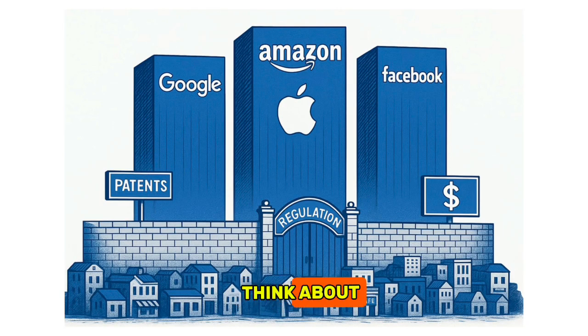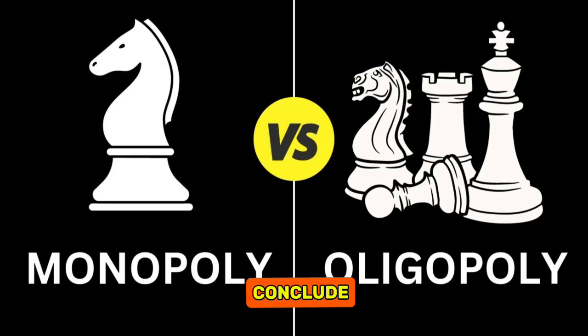So let's think about real life. If only one internet provider existed in your city, that would be a monopoly. If there are 3 or 4 internet providers competing, that is an oligopoly. So, to conclude, a monopoly means one king in the market, and oligopoly means a few giants competing for power. Both systems exist in the world today, and both greatly affect prices, quality, and consumer choice.